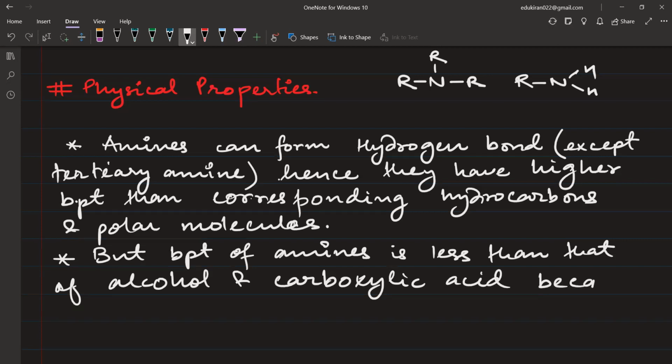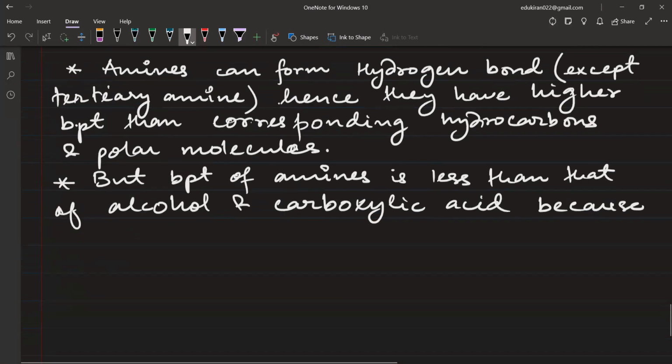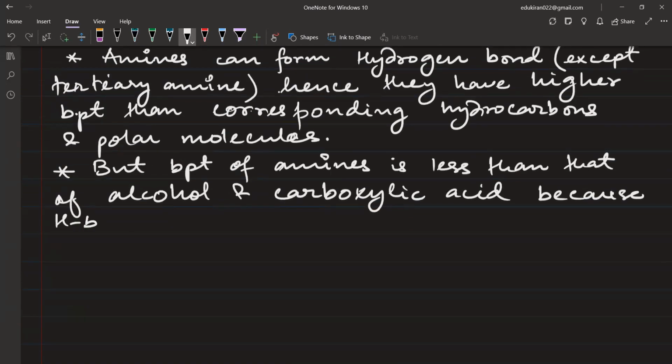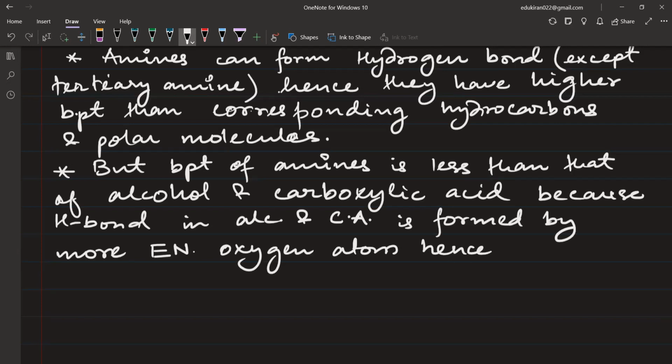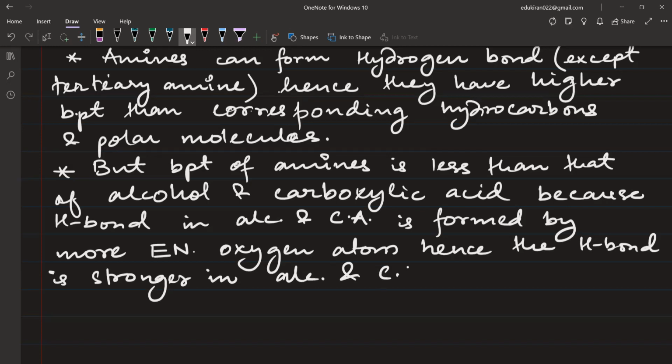Why? Because hydrogen bond in alcohol and carboxylic acid is formed by more electronegative oxygen atom. Hence, the hydrogen bond is stronger in alcohol and carboxylic acid.